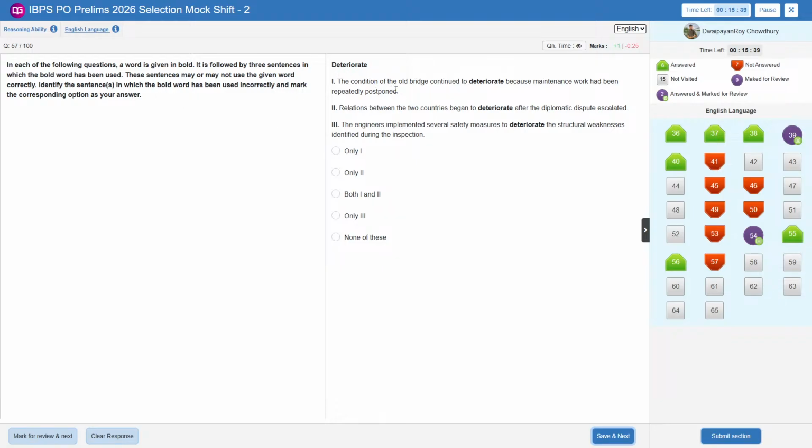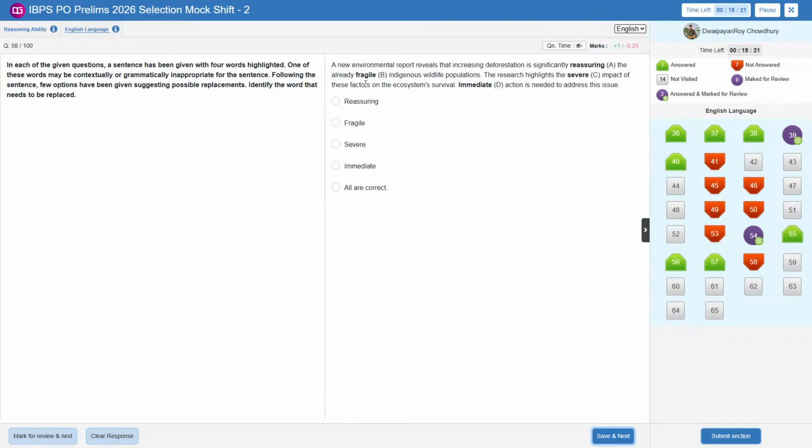Deteriorate. The condition of the old bridge continued to deteriorate because maintenance work. Okay. Relation between two countries began to deteriorate after the democratic dispute escalated. Okay. The engineers implemented several safety measures to deteriorate, no 1 and 2 only.